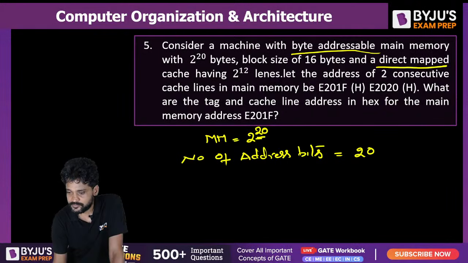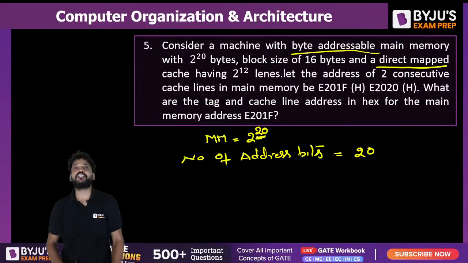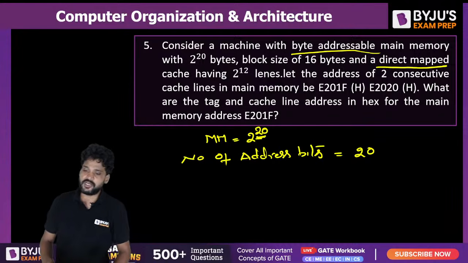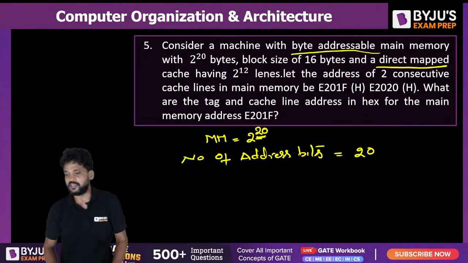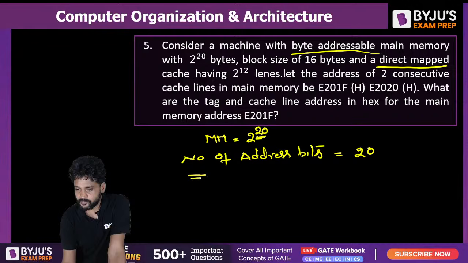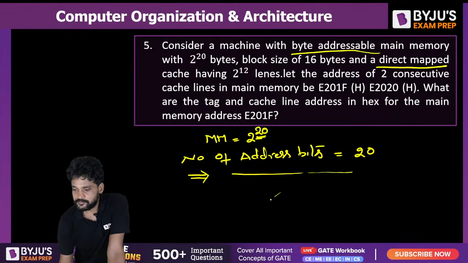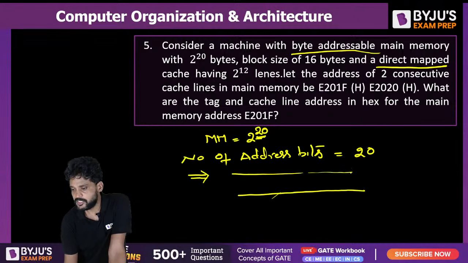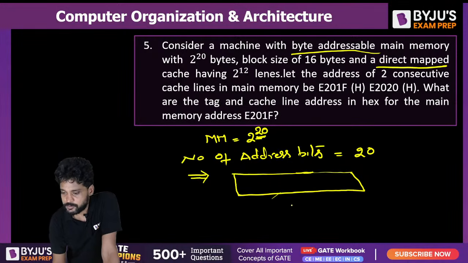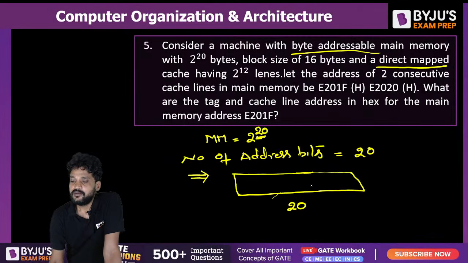Now the number of address bits is obviously equal to 20. So in order to represent a 2 power 20 byte addressable main memory, we do require a total number of address bits equal to 20. And the next thing is to go to the mapping technique by drawing a block diagram of the number of address bits. This is the total number of address bits here. How should we divide it now? We need to divide the total address bits into two parts, one is index and one more is tag.